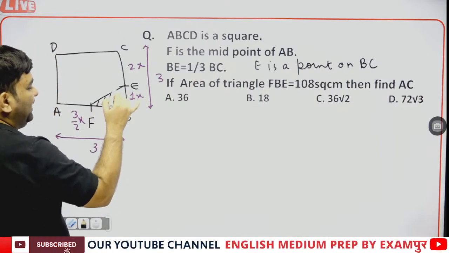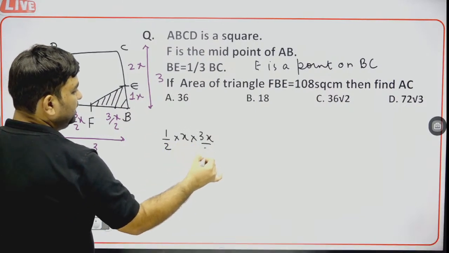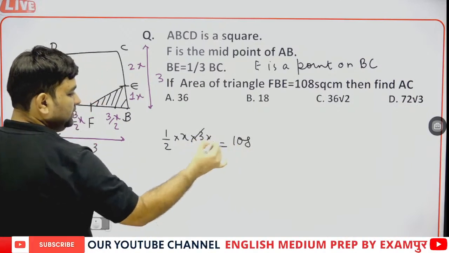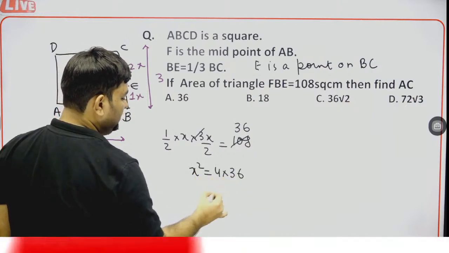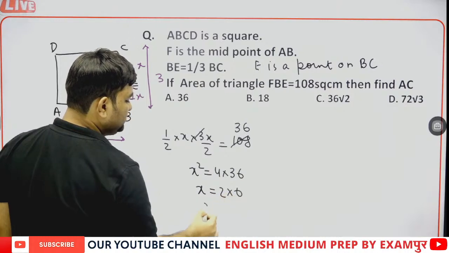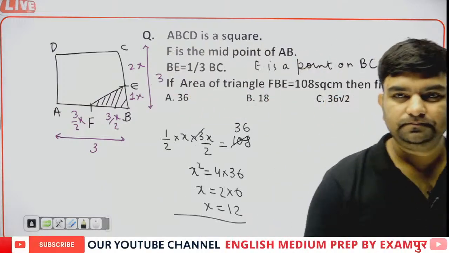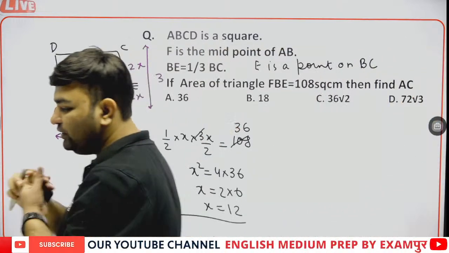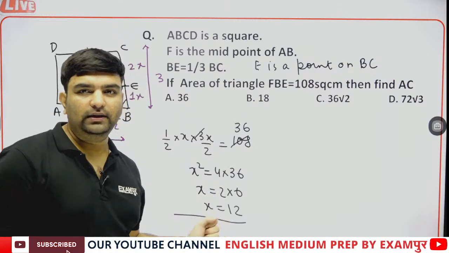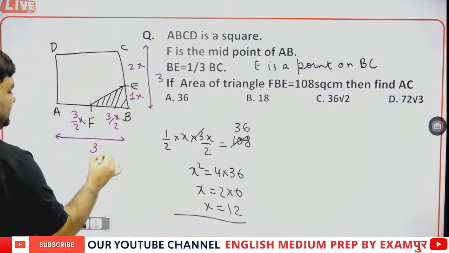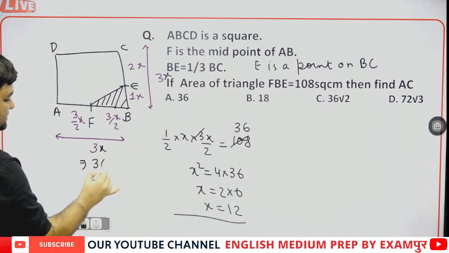What is the area of triangle FBE? Half into x into 3x by 2 is 108. x square is 4 into 36. x is 2 into 6, 12. If you don't keep the x with you, you can be in trouble, because here it is x square and from x square you are calculating the x. So sides are 3 into x, 36.